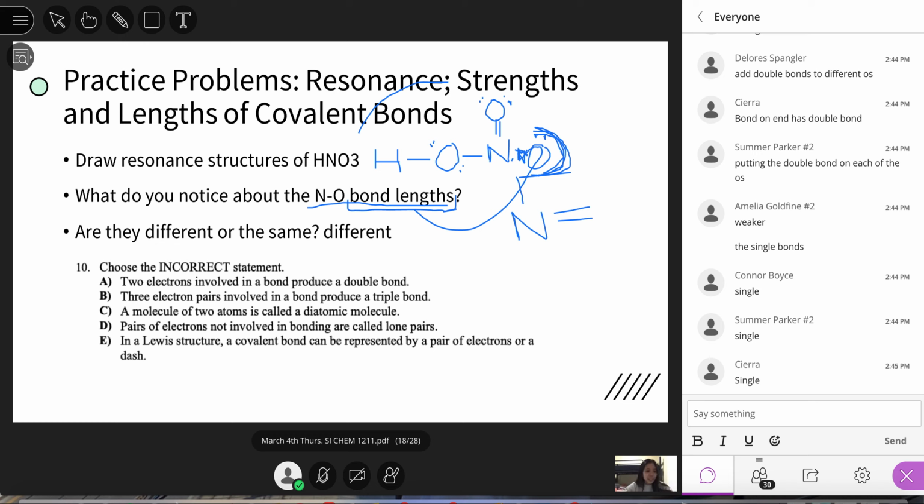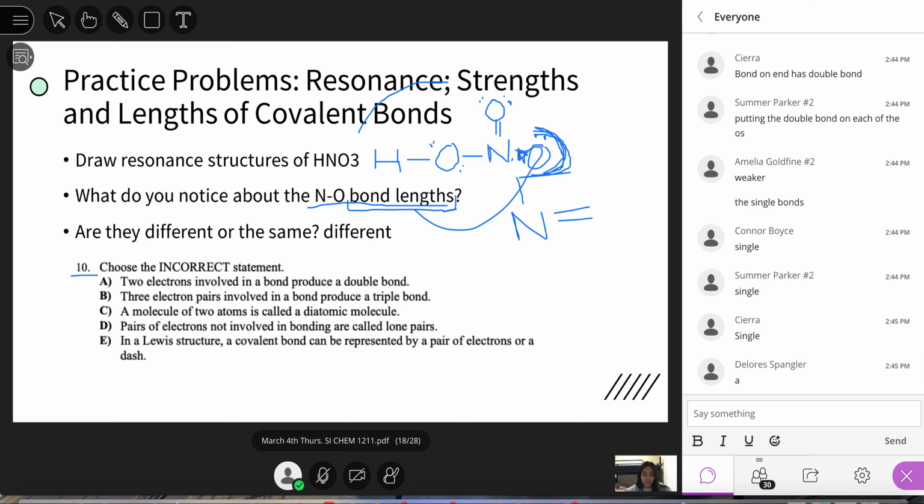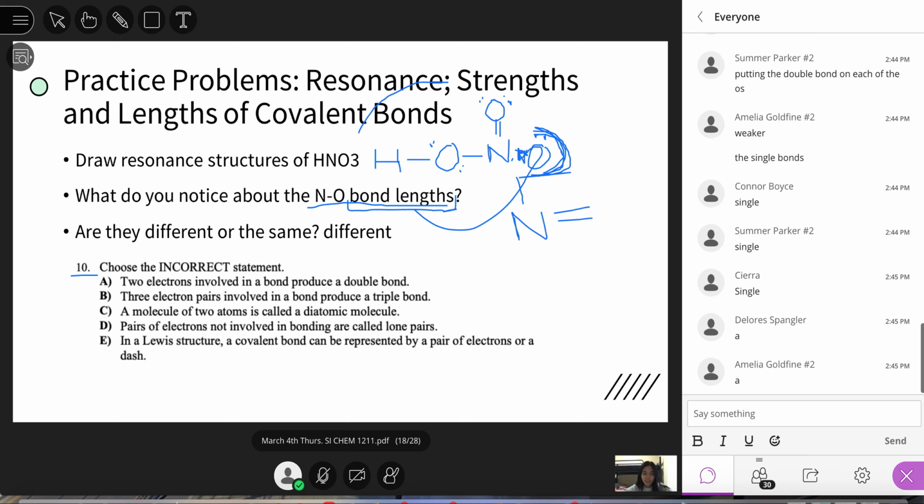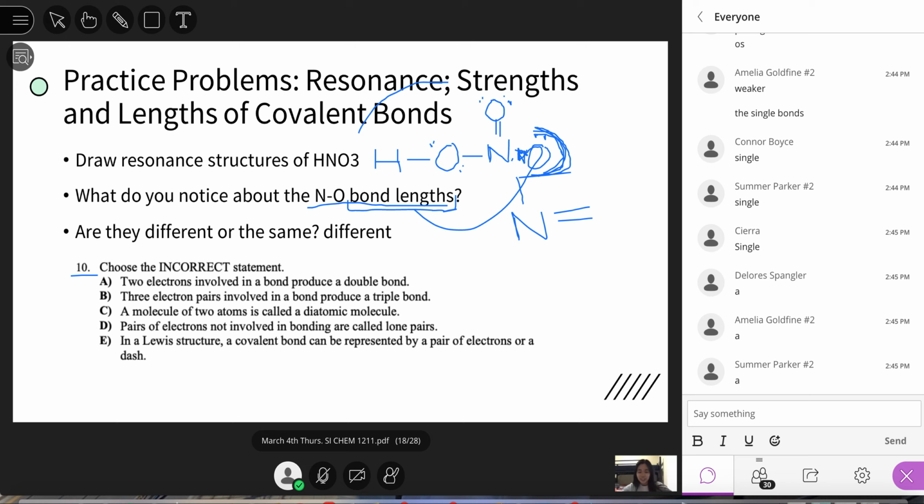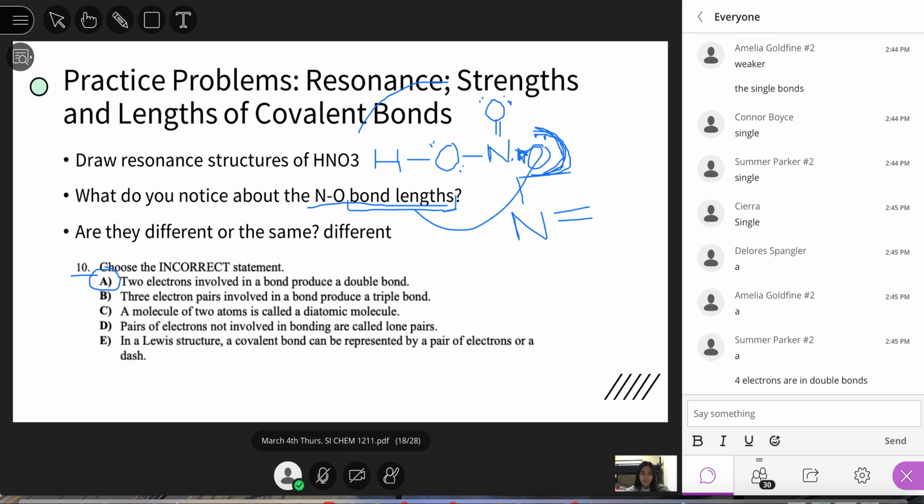And then for number 10, it's just a multiple choice. Choose the incorrect statement. A. Okay, do we have anything else? Okay, A. Any other answers? Okay, A. Alright, yep, that's correct, A. And why is that incorrect? Can someone explain, how'd you get A then? Why is that one incorrect? Four electrons are in double bonds.